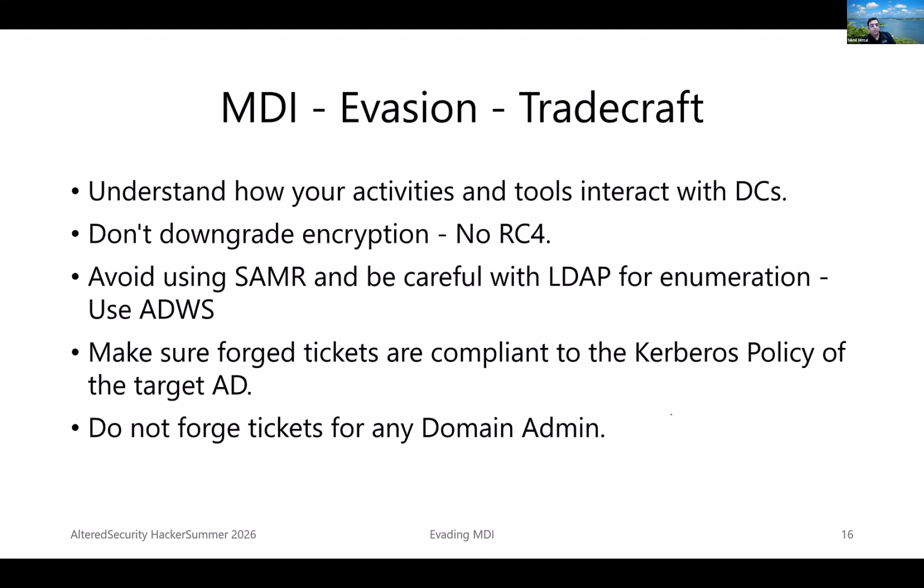Okay. So make sure, not only with enumeration tools, but whenever you're using any tool that uses Kerberos or interacts with DCs, that you have Wireshark on. That is how you improve your tradecraft. Another tradecraft point: don't downgrade encryption, no RC4. That would actually mean almost not doing Kerberoasting. There are ways around some of it, but that is what it does mean.